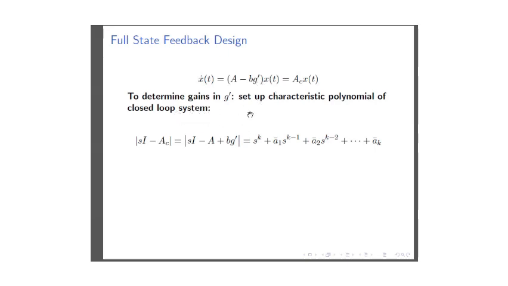Now, to determine the gains G, we set up the characteristic polynomial of the closed loop system. And of course, that would be the determinant of sI. I can use s, the Laplace variable, or I can use lambda as the eigenvalue variable. But since we know that there is this correspondence between the eigenvalues and the Laplace domain poles, it's perhaps fitting to then use s rather than lambda. So the characteristic equation of the A_c matrix will be the determinant of sI minus A_c. Okay, everybody happy with that?